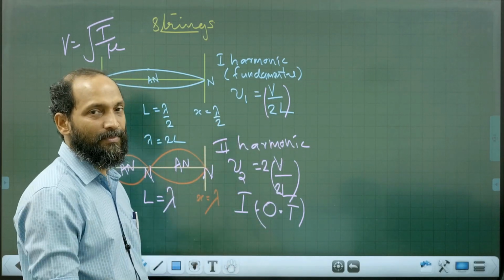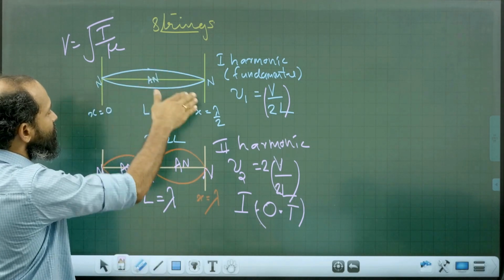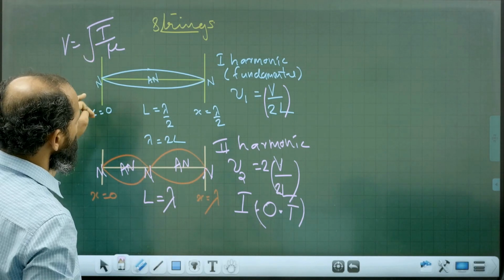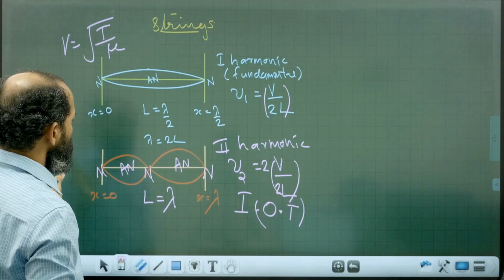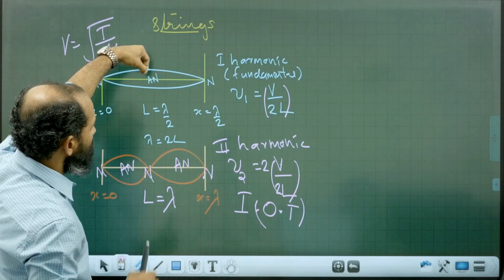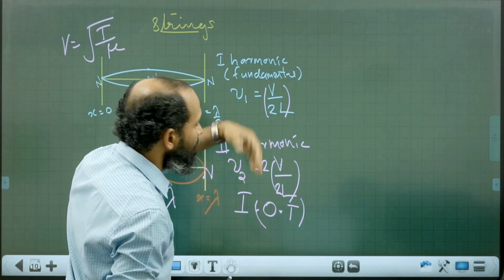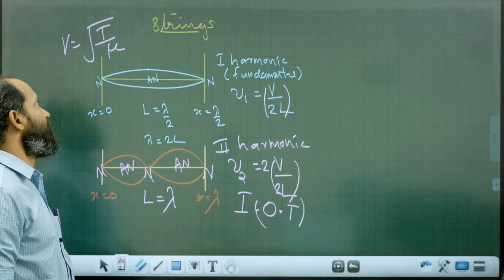But this is possible only without changing the geometry of the string. Same string, same length, same mass, same radius, same tension, everything same. You can pluck at the middle to hear the fundamental. If you pluck at 1/4, you get double the frequency. The frequency you hear is double the frequency of the same string.